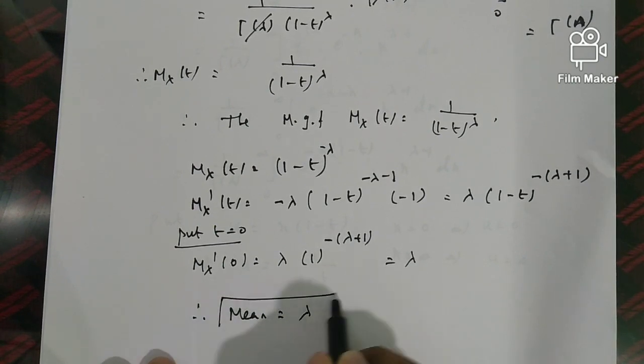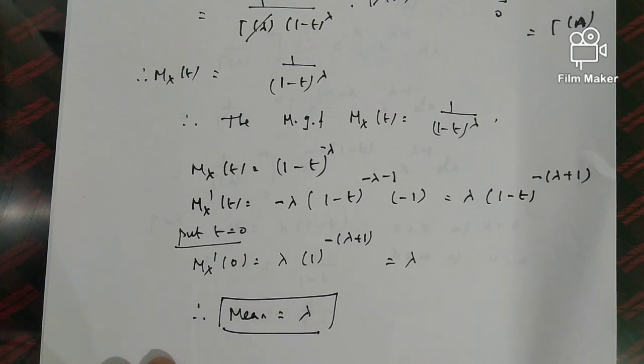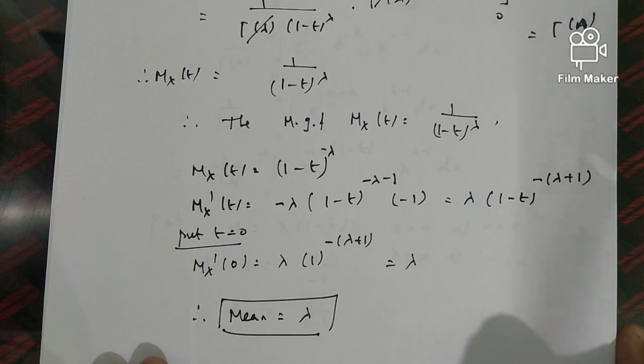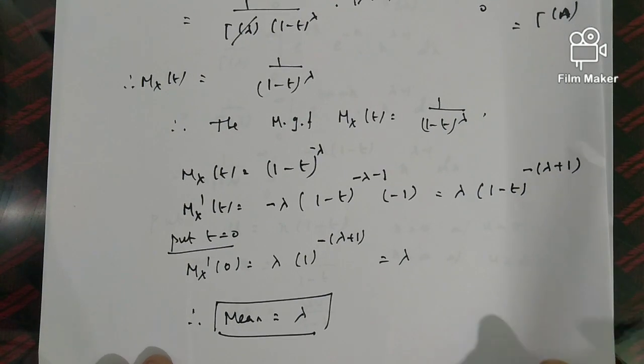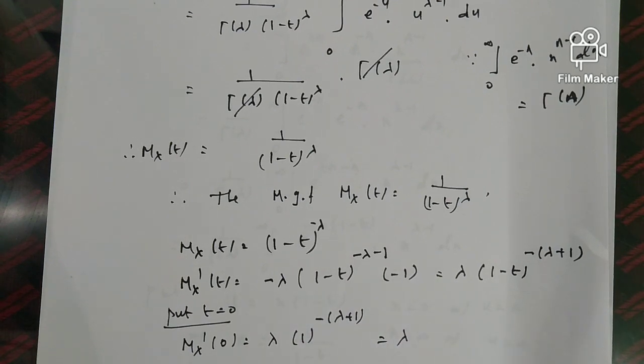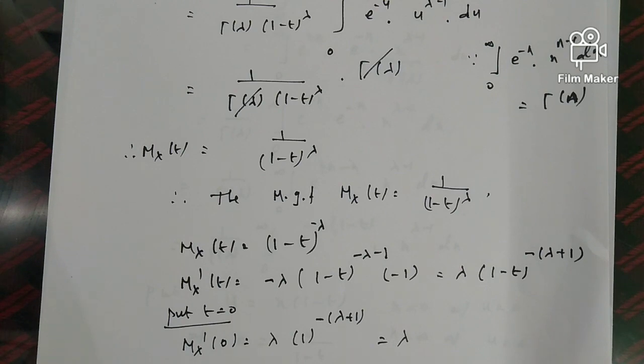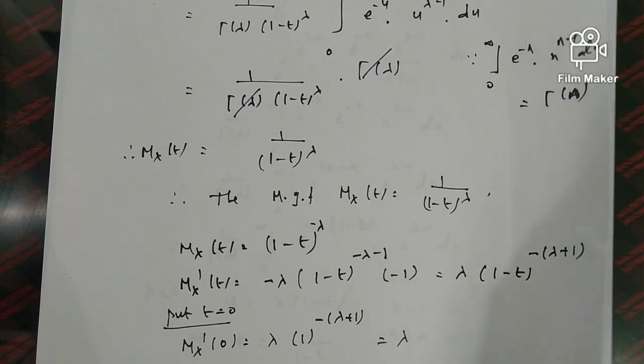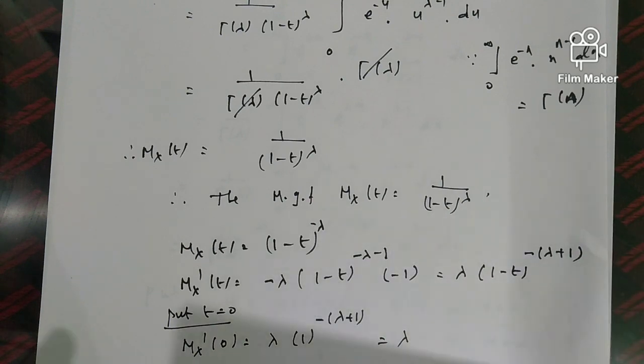So using MGF, now we arrived the result for mean. After this we are going to find the variance. To find the variance, again this mx dash of t, again we are going to differentiate with respect to t, that is the second derivative, so that we can get mx double dash of t. In that one also we are going to put t equal to 0.